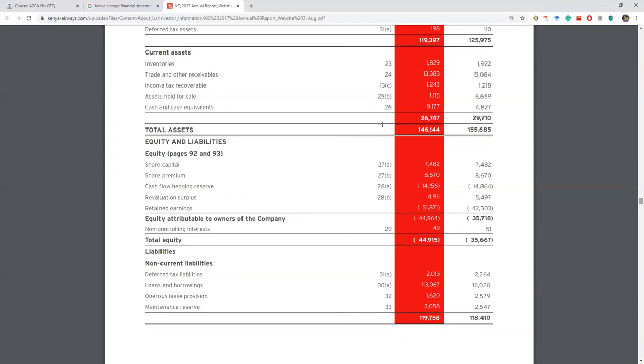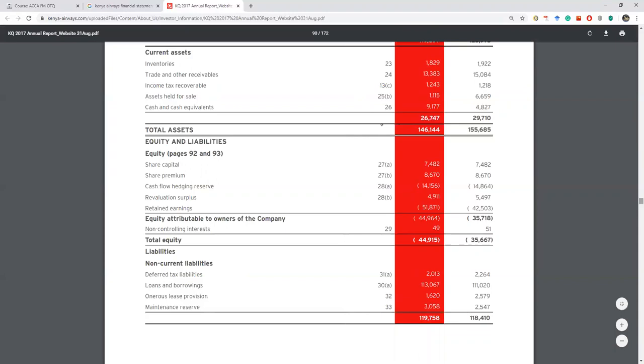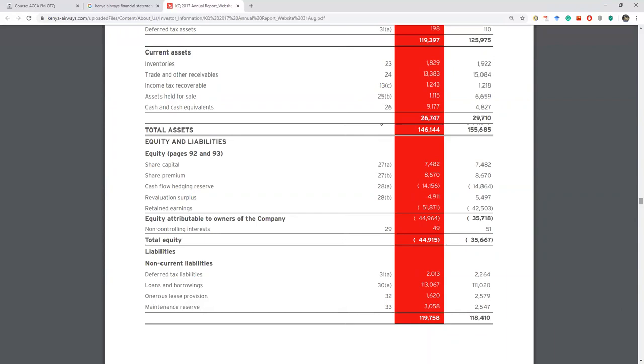But this company, if you check on the company's retained earnings on the equity component, the retained earnings are negative 51 billion. So the company, from the previous years, has already made a loss of 51 billion. So you can't pay a dividend. From where do you get the money?